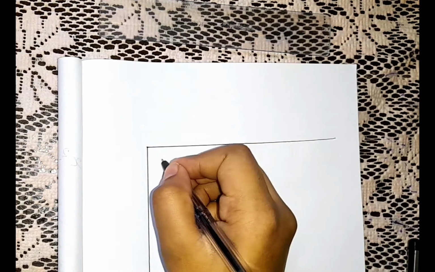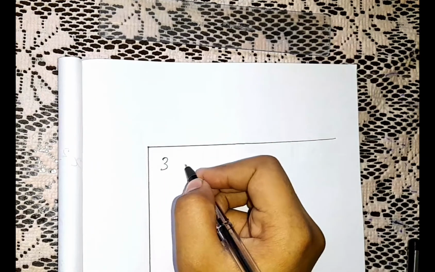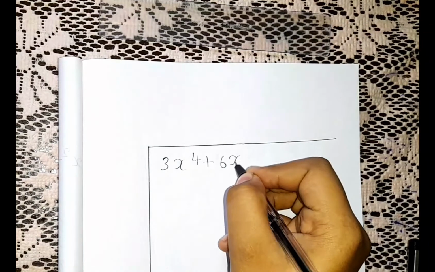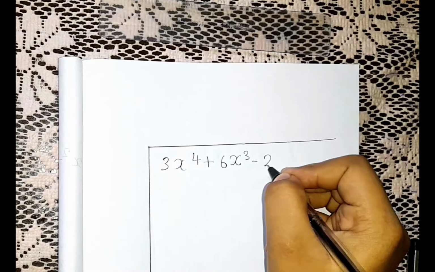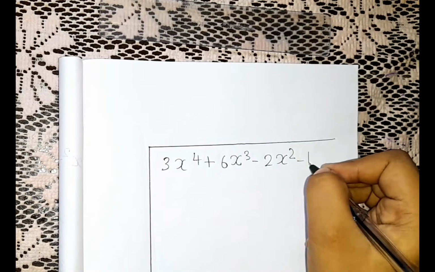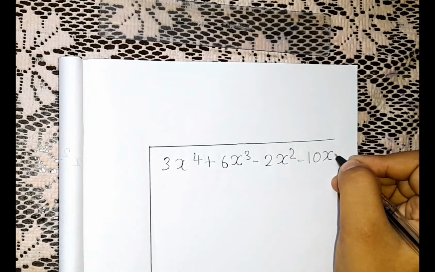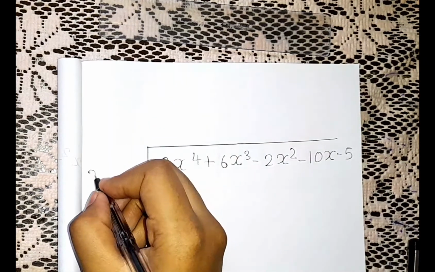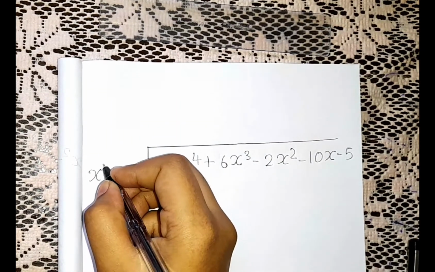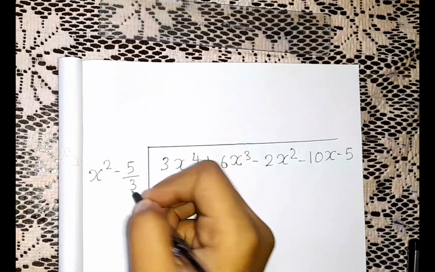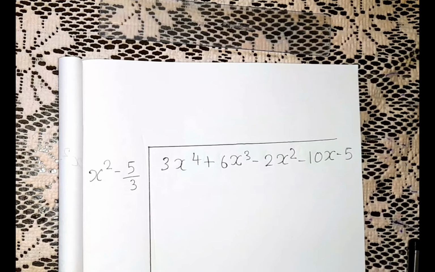So the values are 3x power 4 plus 6x cube minus 2x square minus 10x minus 5. Okay, so these are the values, and do you guys remember the divisor? See, we found it: (x square minus 5) divided by 3. So first of all, now let's solve it.